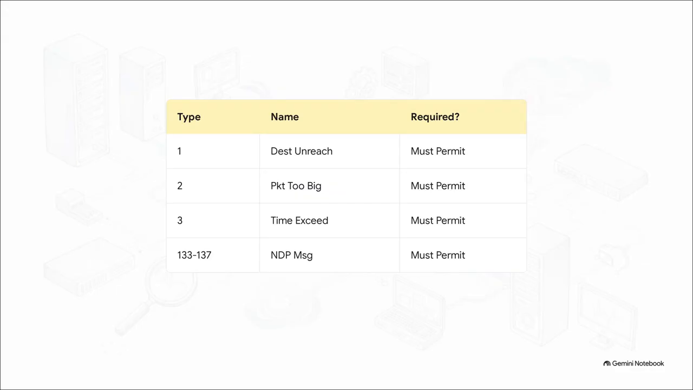And that hammers home the golden rule of IPv6 firewalls. ICMPv6 is absolutely not optional. You must strictly permit these specific types. Type 1 for destination unreachable, Type 2 for packet too big, Type 3 for time exceeded, and Types 133 through 137 for NDP messages. These are strictly mandatory. Period. If your security team blindly blocks all ICMP traffic like they used to do in the IPv4 days, they are fundamentally breaking your IPv6 network.